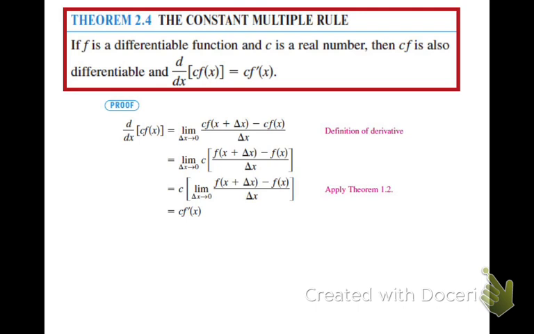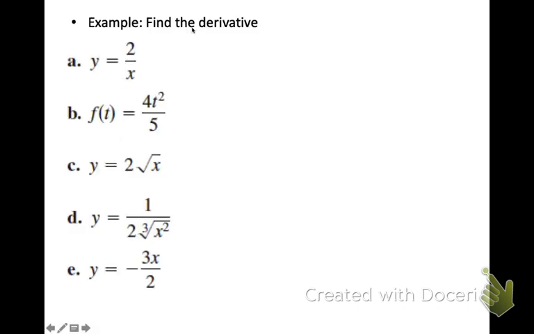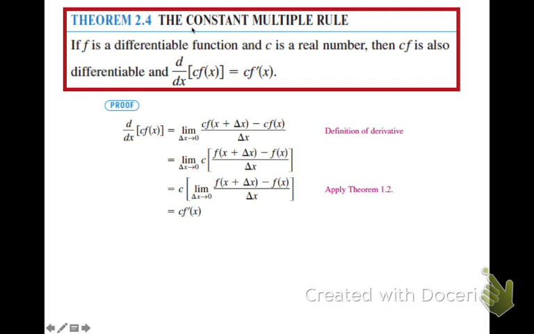Okay, so now here is the constant multiplier rule. I always forget to turn on my pen. Be careful what you write down, so let me talk and then I'll give you time to write. If f is a differentiable function and c is a real number, you can find the derivative, and this is what you do. I already talked about it, but now they put it into a rule, right here.